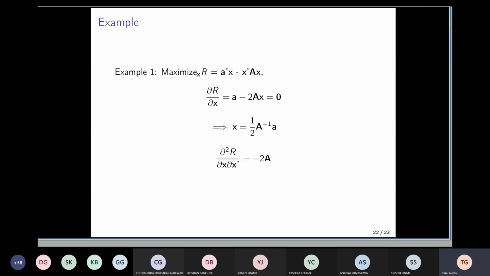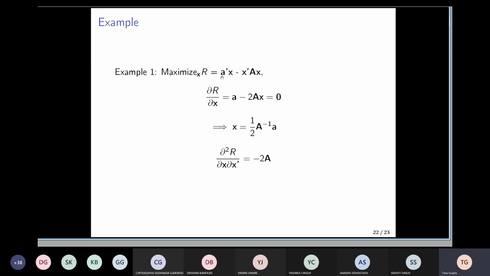So this is a maximization problem. Suppose we want to maximize a function r, which is a prime x minus x prime ax. If we want to maximize something, we have to find the first order condition with respect to the variable for which we want to maximize the function. Since we want to maximize this function with respect to x, the first order condition will be del r divided by del x, and remember that x is a vector.